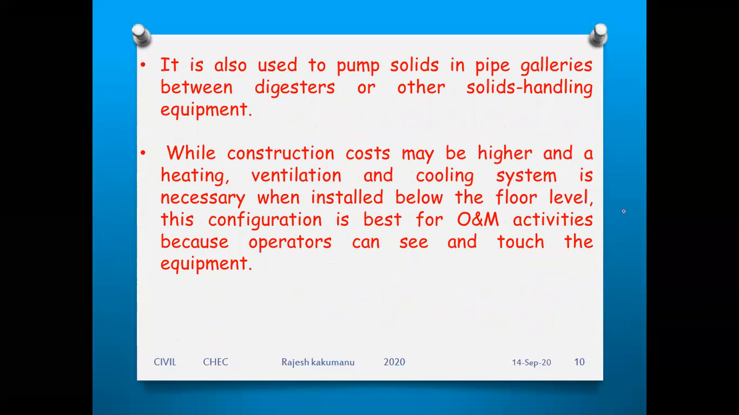It is also used to pump the solids in pipe galleries between the digesters or other solids handling equipment. So what it is saying is, along with the liquid sewage, it is also used to pump solids in the pipe galleries between the digesters or the accessories and also the equipment. While construction cost may be higher, the heating, ventilation, cooling system is necessary when installed below the floor level.